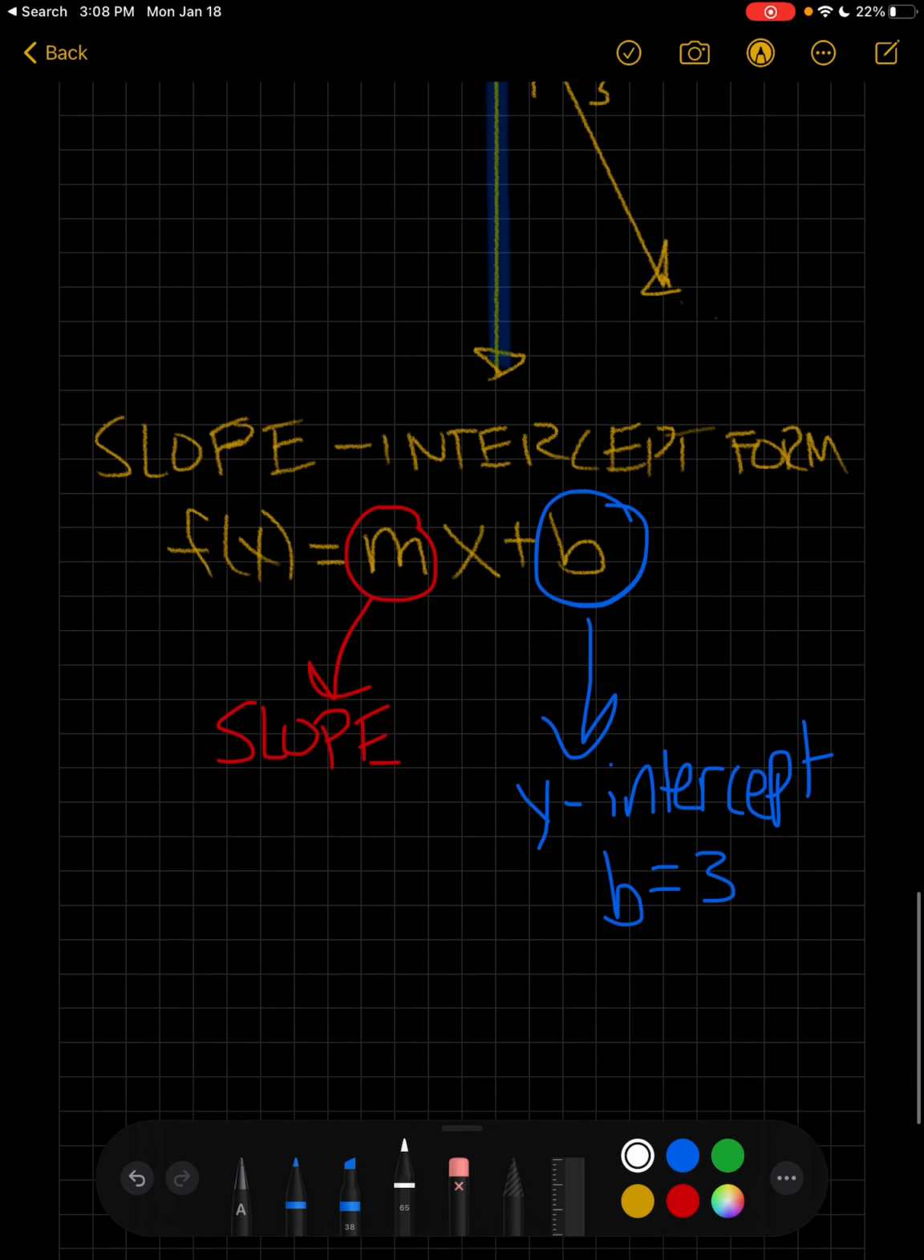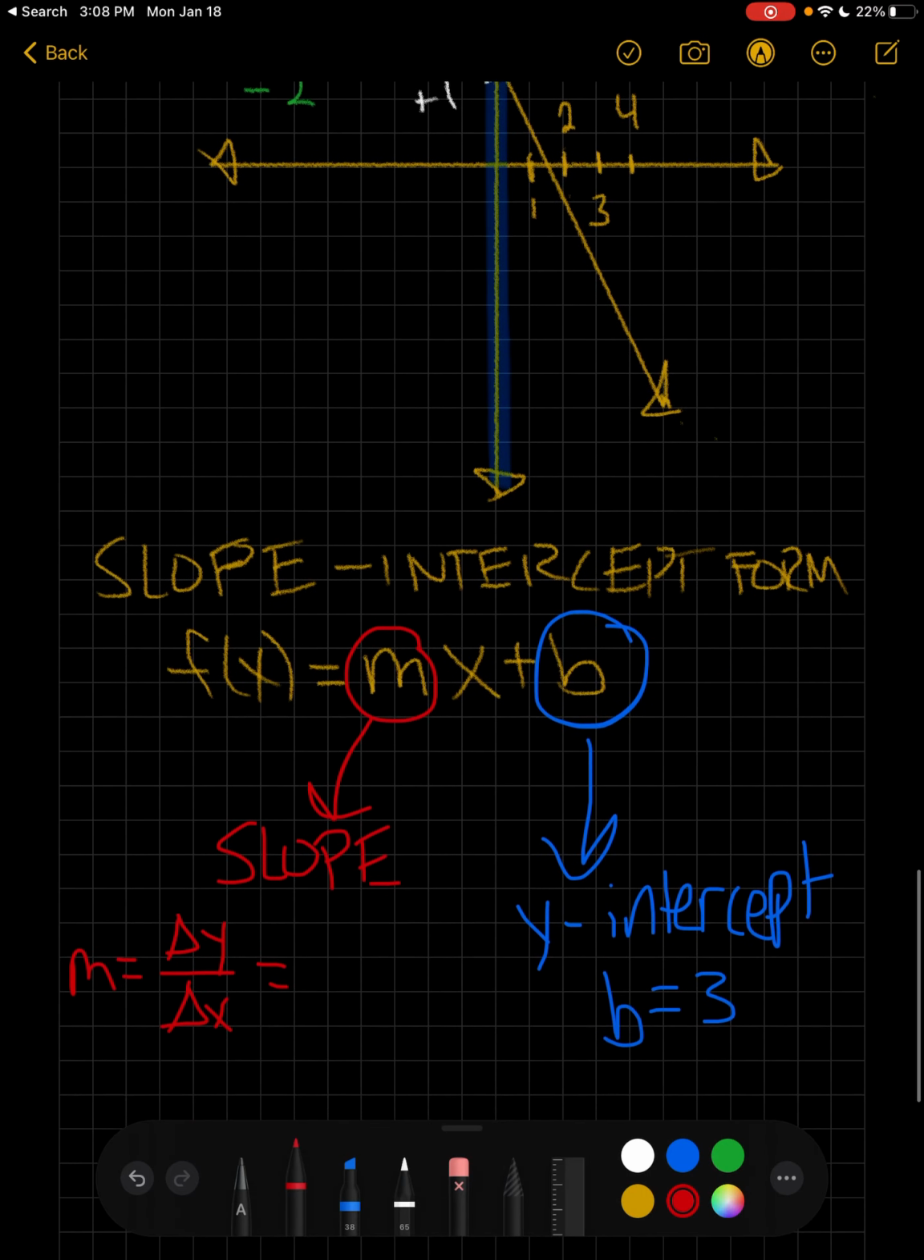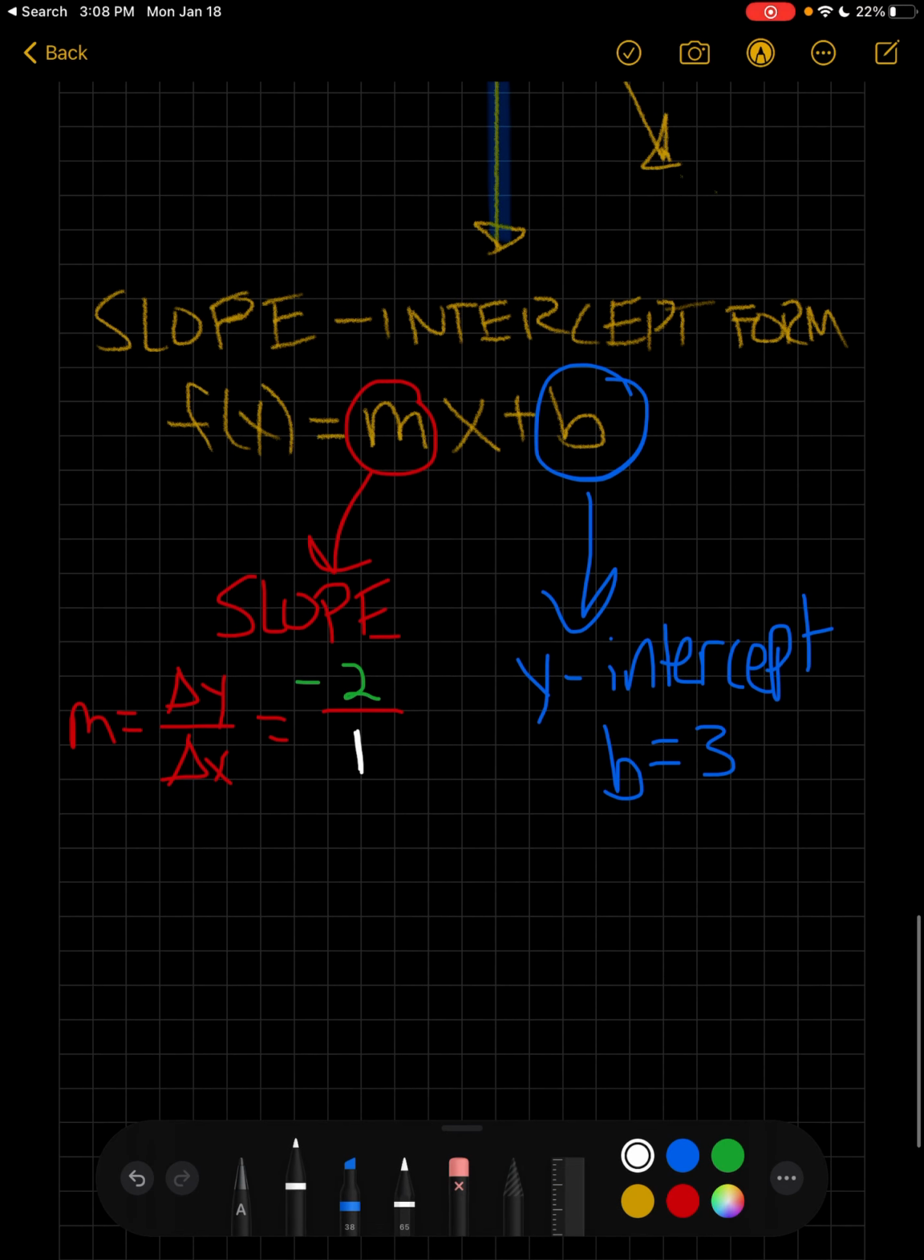So then when we have our slope, the delta y over delta x, the change in the vertical direction divided by the change in the horizontal direction, we get -2, our vertical change, divided by +1, our horizontal change. And then that simplifies. -2 over 1 is just the same thing as -2.